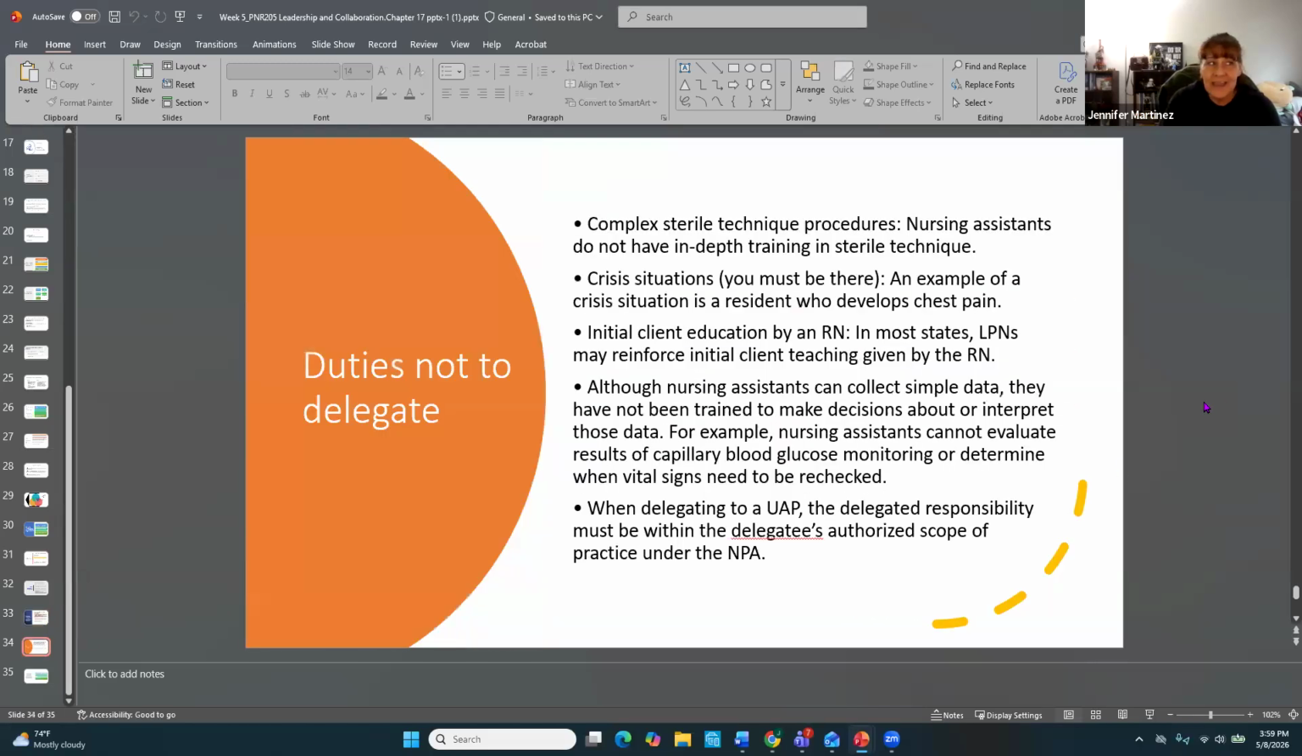What can't we delegate? Okay. Complex sterile technique procedures. Nursing assistants do not have in-depth training in sterile technique. Okay. So you can't have them starting IVs. You can't have them putting in Foley catheters, certain dressing changes. Again, no sterile techniques. Can't delegate in a crisis situation.